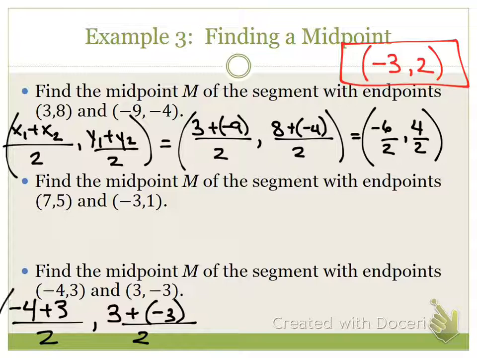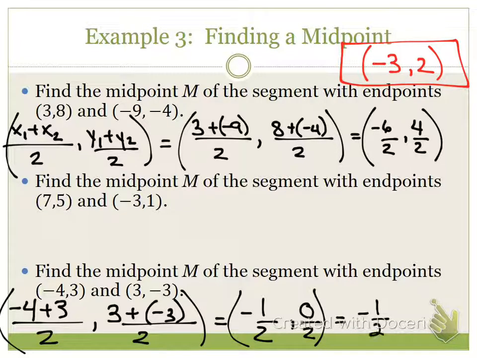So what's -4 plus 3? -1 over 2. And what's 3 minus 3? 0 over 2. So what's 0 over 2? 0. So -1/2 and 0 is the midpoint. Did you get it? -1/2 and 0? All right, so those are my midpoints. That's how I find midpoint.